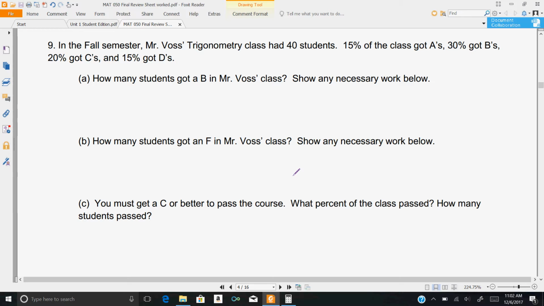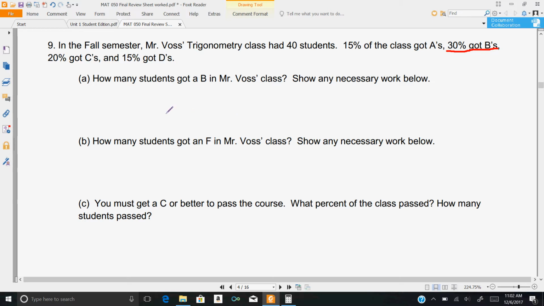This is page 4, starting with number 9, a question about grades in a class, basically just dealing with percentages. First of all, question A is pretty straightforward. How many students got a B? And we know that 30% got B's.